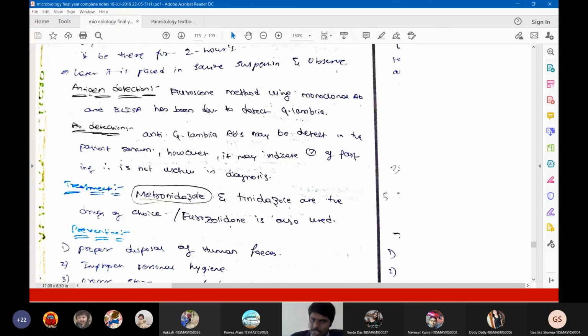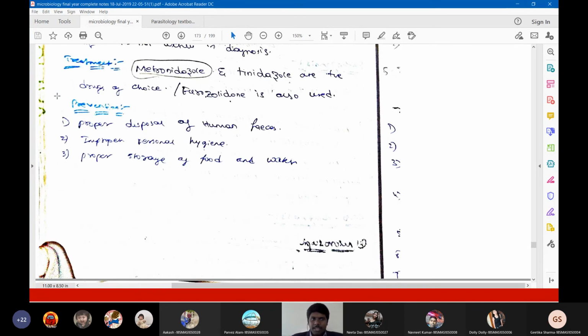Then treatment, the best drug of choice for Giardia lamblia is metronidazole or tinidazole. There are 3 drugs for treating this Giardia lamblia infection. One is metronidazole, the other one is tinidazole, and the other one is furazolidone. These are the 3 drugs for treating Giardia lamblia infection.